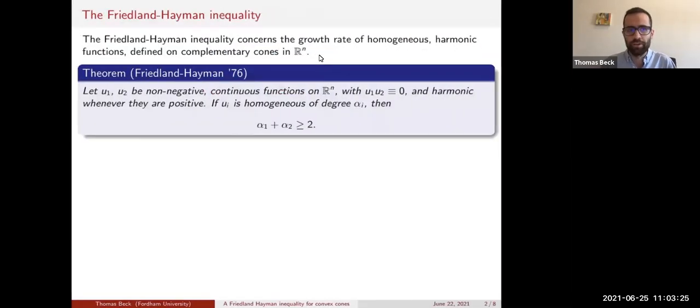So let me begin by describing the original Friedland Hayman inequality. This inequality concerns the growth rate of two homogeneous harmonic functions which are defined on complementary cones in Rn.